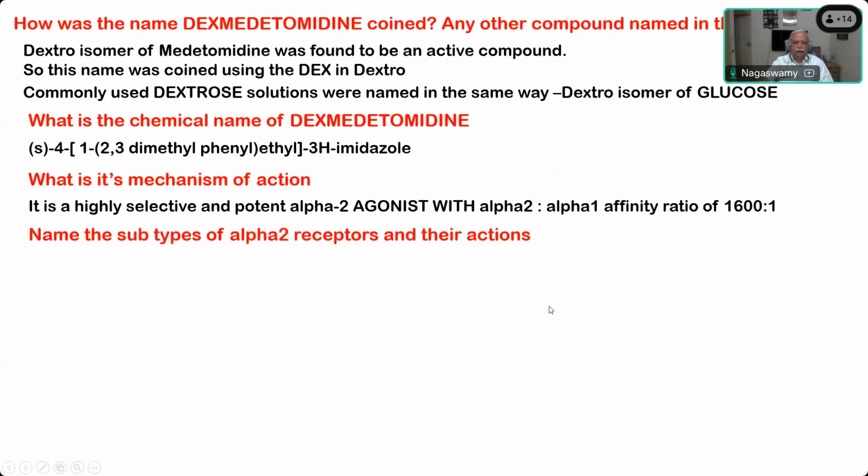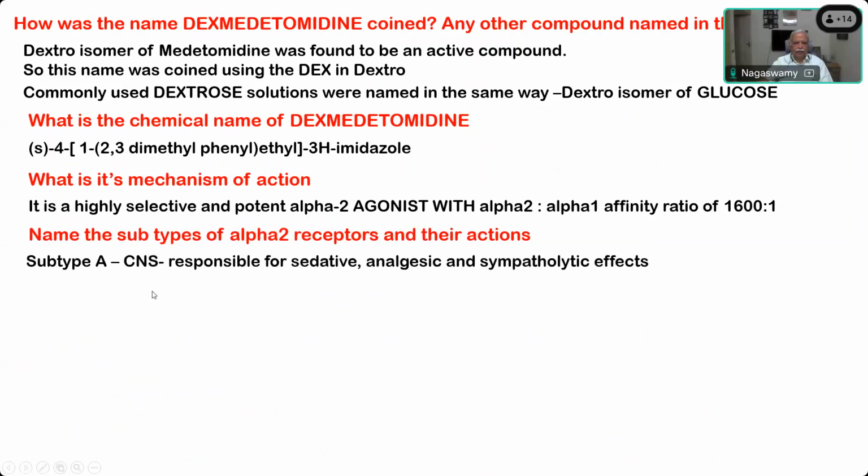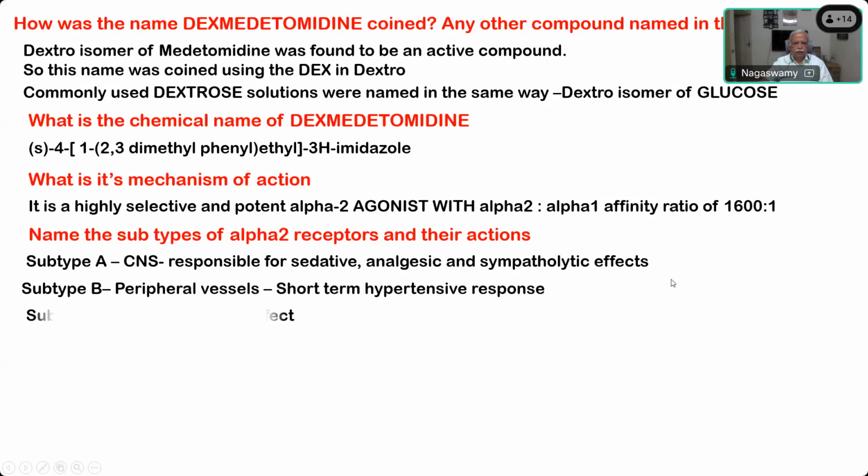What are the subtypes of alpha 2 agonists in their actions? Alpha 2 A, B, C, sir. A in brain, B in spinal cord, and C in sympathetic. Very good. Okay. So subtype A acts on CNS, responsible for sedation, analgesia, and sympatholytic effect. B is in peripheral vasculature, not in the spine, with short-term hypertensive response. C is again in the central nervous system with an anxiolytic effect. Okay? So these are the three subtypes.